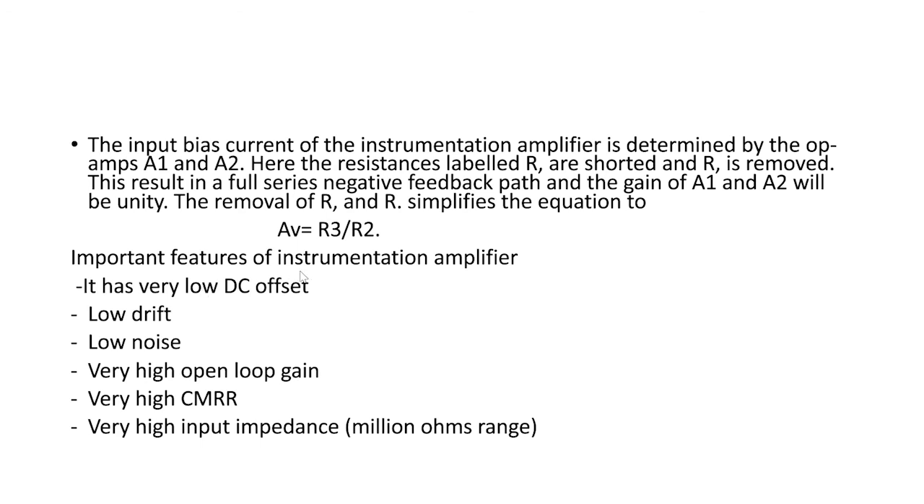Important features of an instrumentation amplifier: it has very low DC offset, low drift, low noise, very high open loop gain, very high CMRR, and very high input impedance in the megohm range.